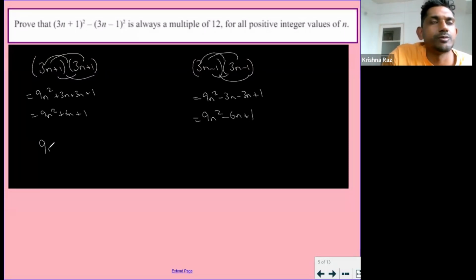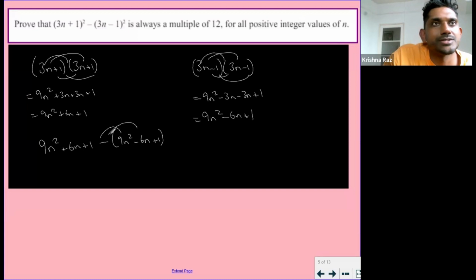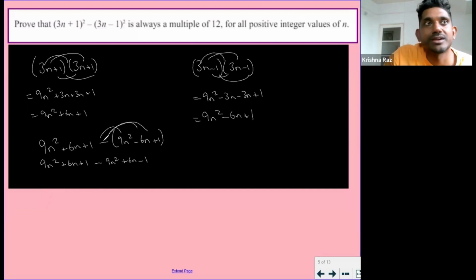Now, the common mistake will be when subtracting. We need to minus the whole thing, so that negative sign will act on everything. So we will have 9n squared plus 6n plus 1 minus 9n squared minus 6n plus 1, because that negative sign hits everything in the bracket. So the 9n squareds cancel, the plus 1 and the minus 1 cancel, and we're left with 12n.